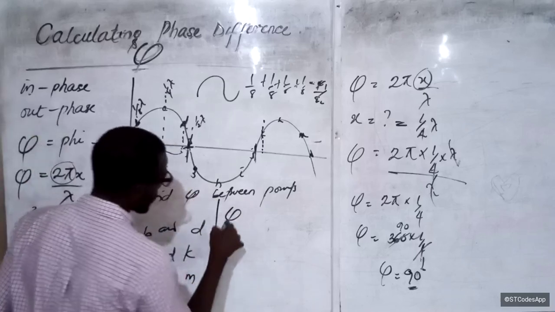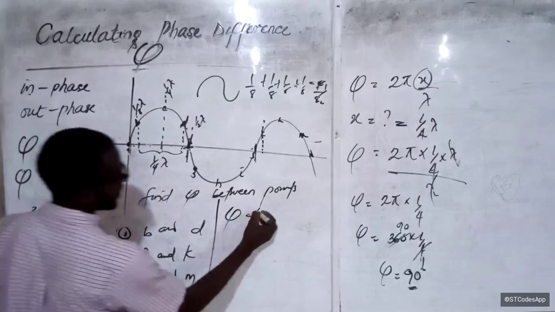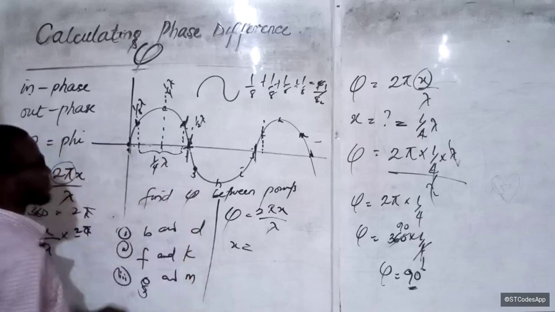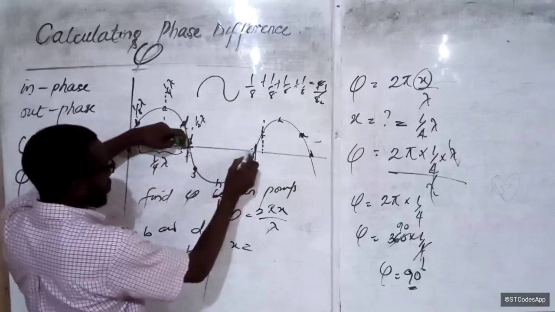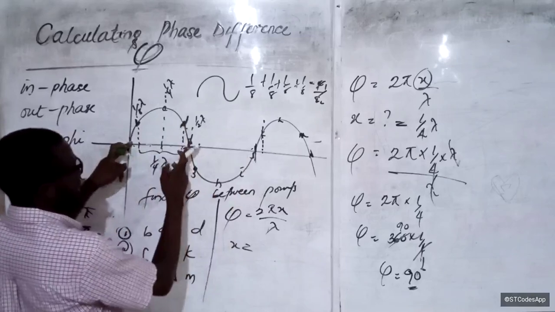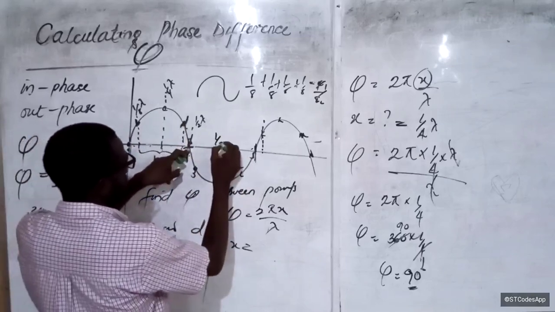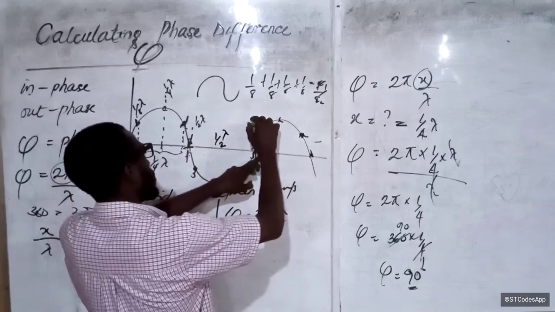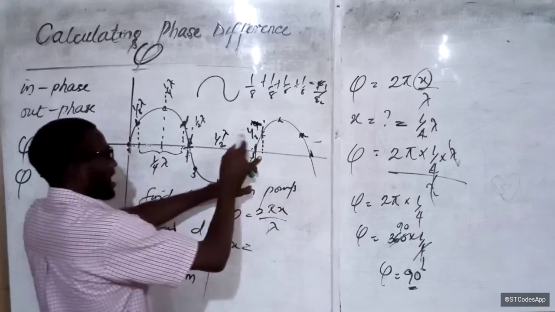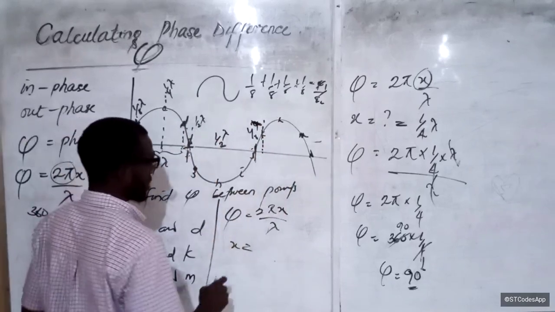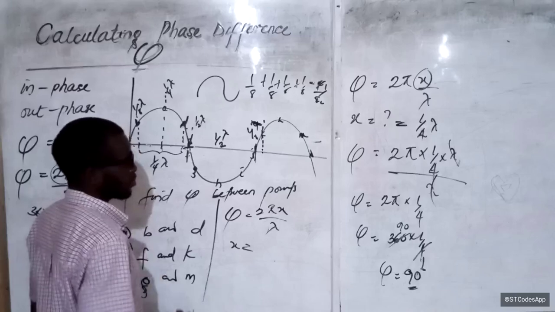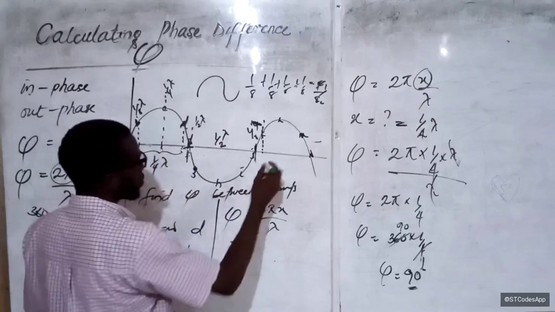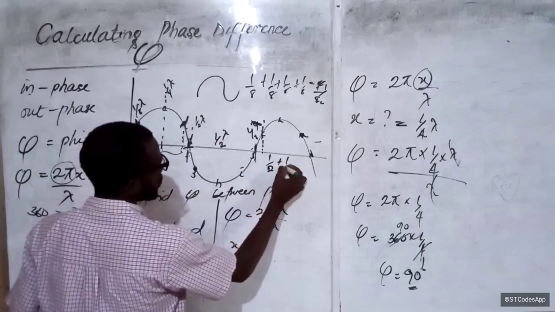So what's the phase difference? Now, remember it is 2 pi x over lambda. So what is our x for this case? Remember, from here to here is half of a wavelength, just like here. So here to here is half of a wavelength. And here, 1 over 8 of a wavelength. So we add half plus 1 over 8, which should give us 1 over 2 plus 1 over 8.